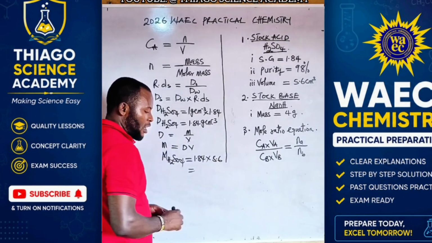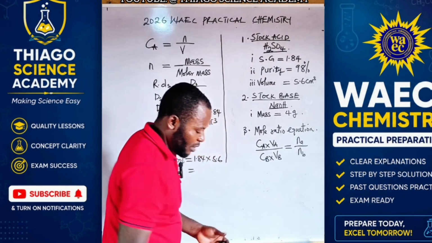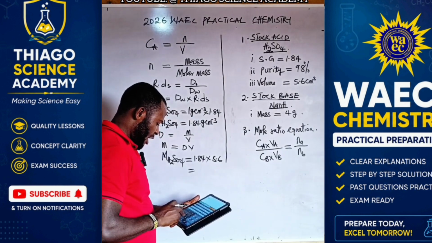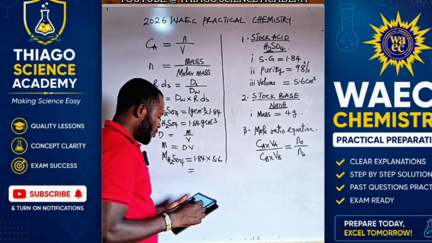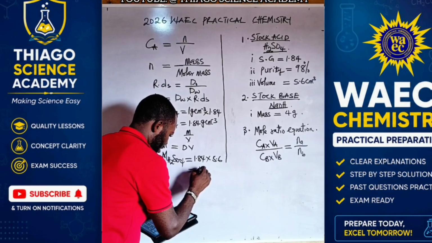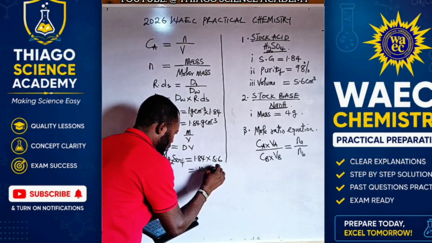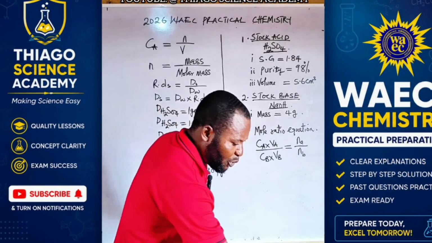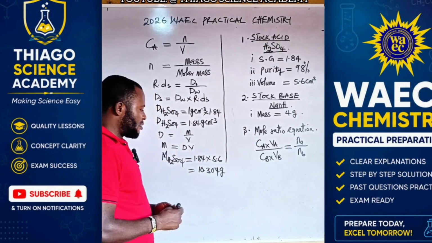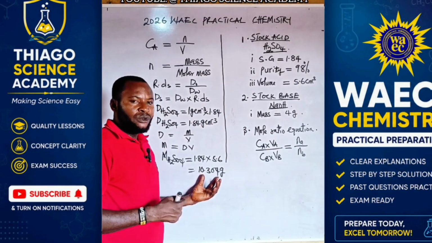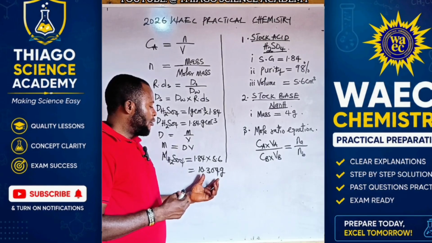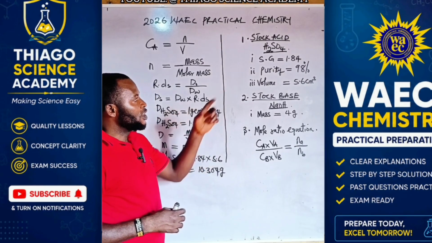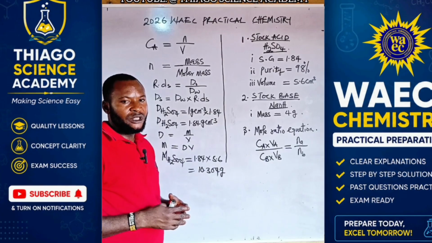So let's now calculate that. 1.84 multiplied by 5.6 is going to give us 10.304 gram. So this is the mass of the impure acid, H2SO4. Now, for you to get the pure mass, you now come to the percentage purity.